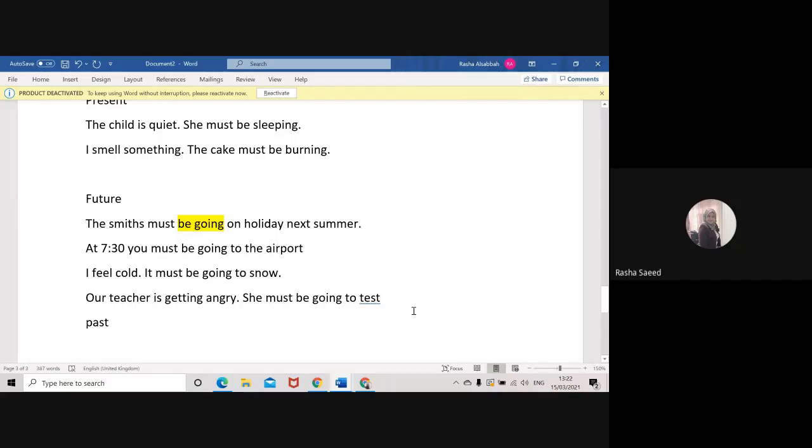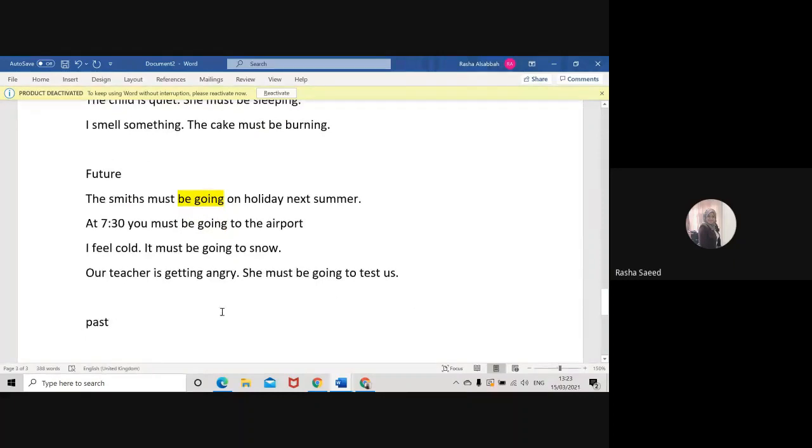The last one is the deduction about the past. Referring to the past, we use must plus have plus been and the continuous. For instance, you lost weight. You must have been on a diet. So you were on a diet. That's why you lost weight now. Okay.